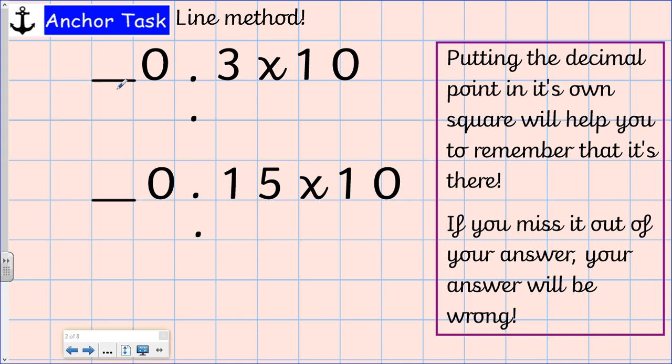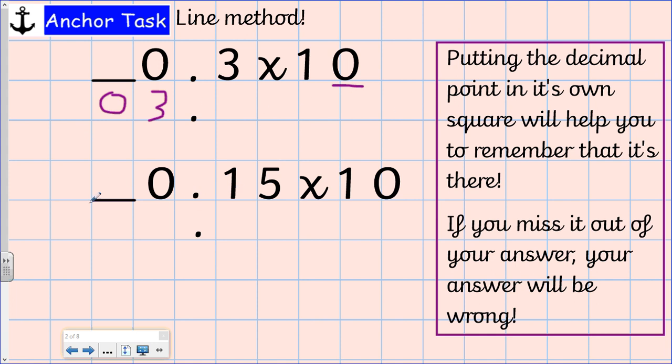So the line is next to the 0, we're timesing by 10, we're moving one place to the right. So the 0 moves along, the 3 moves along, and that is your lot. You don't need to put a 0 here because there's nothing else going on after that.